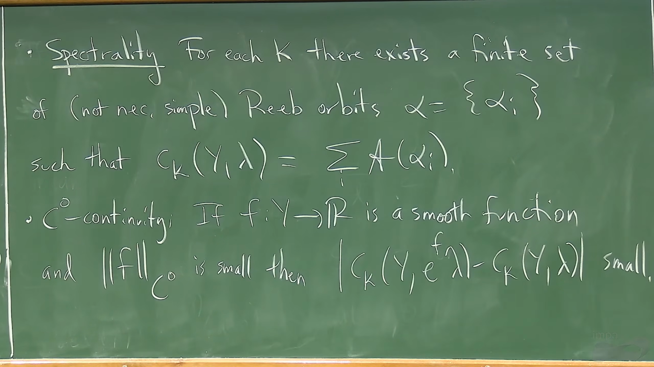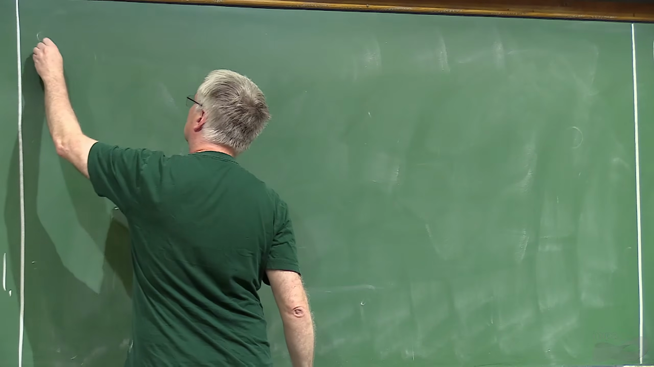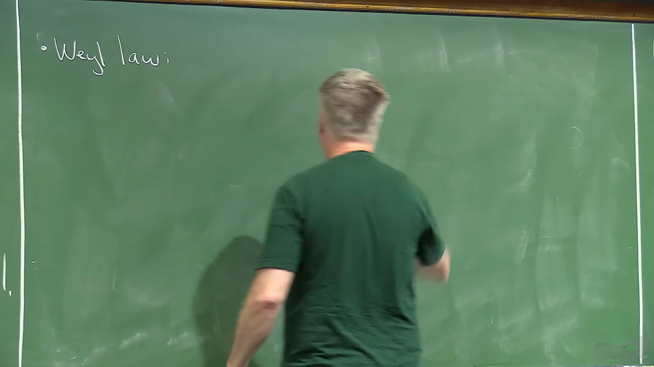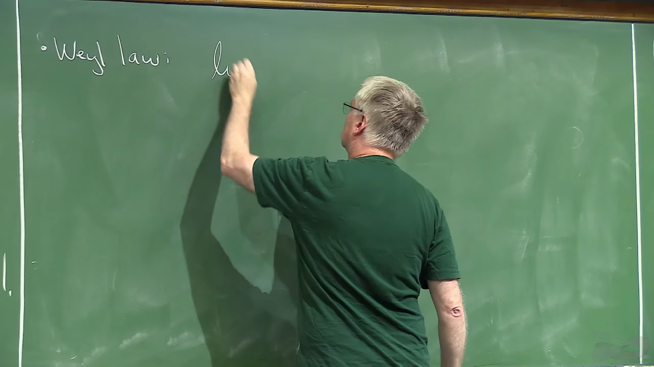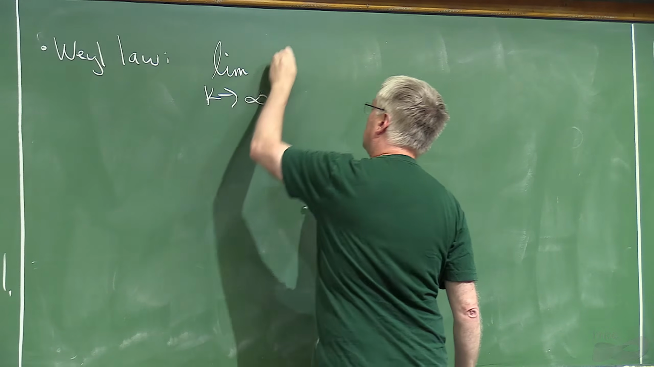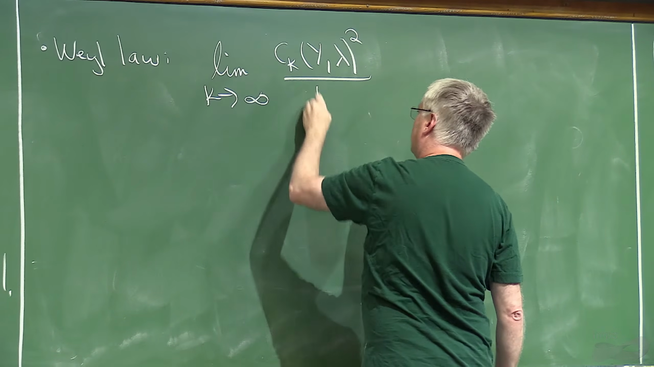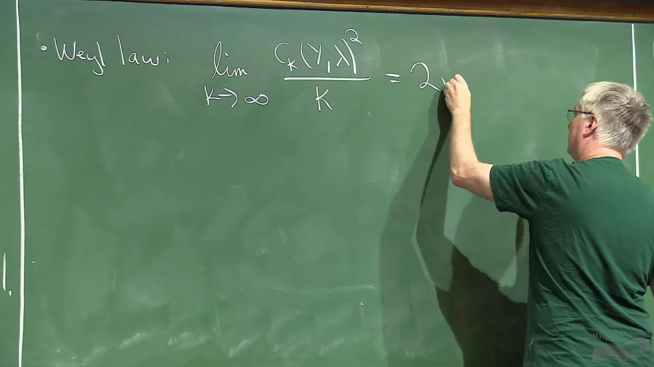And then the most non-trivial property is the Weyl law, which says that the limit as k goes to infinity of c_k of Y, lambda squared divided by k is equal to 2 times the volume of Y.